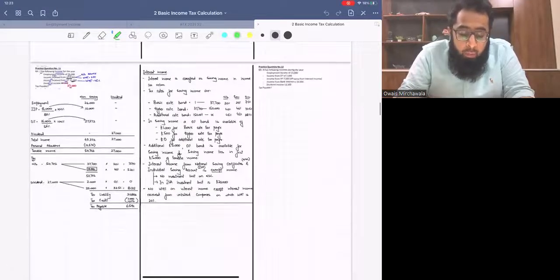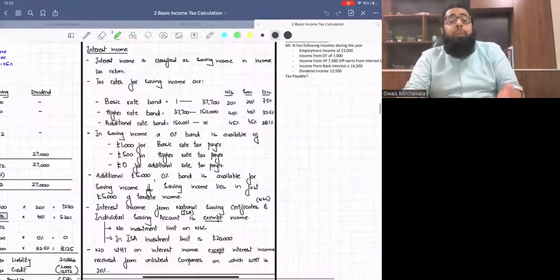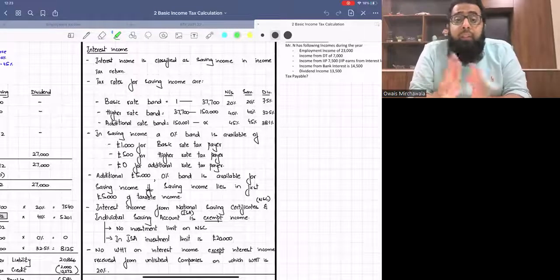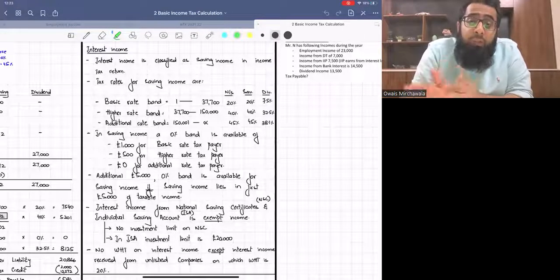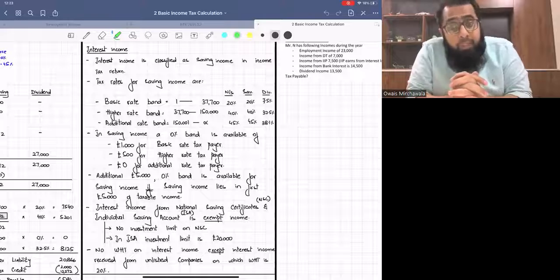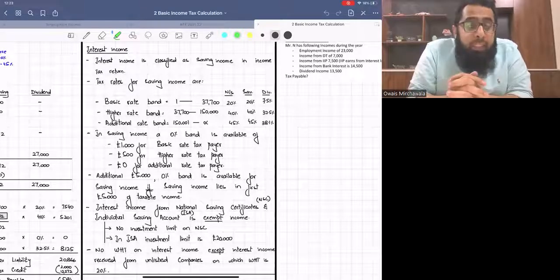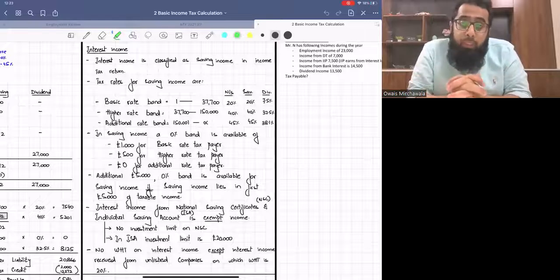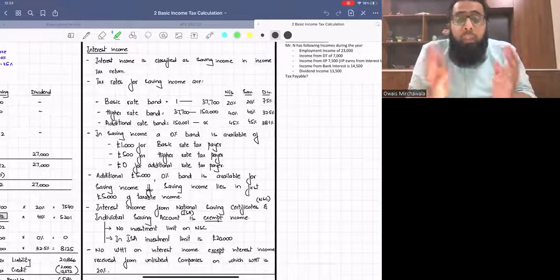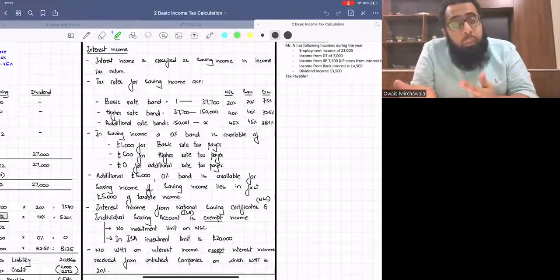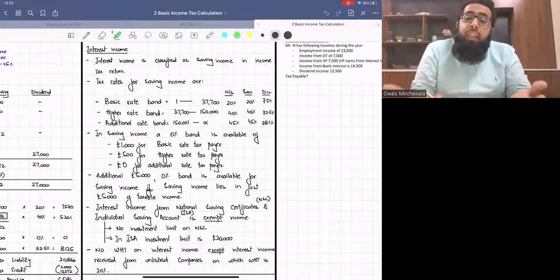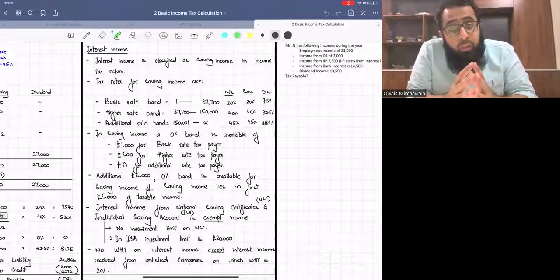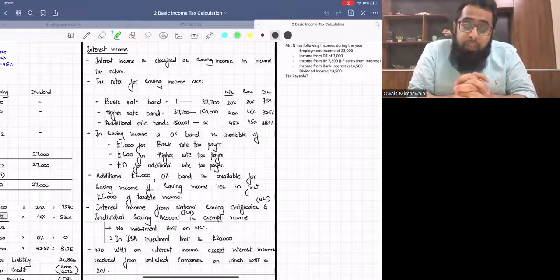Today, we will be moving forward and discussing the concept of interest income. As you all know, interest income is classified in the head of savings income. Let's look at the tax rates of interest income, how it is taxed and how to deal with it. Our approach is simple: we discuss the concept, we do the practice questions, and then we move towards the past papers. I want you all to concentrate on it so that you can have clarity.